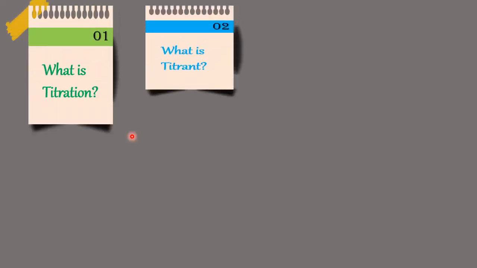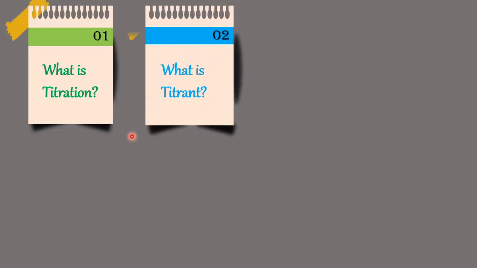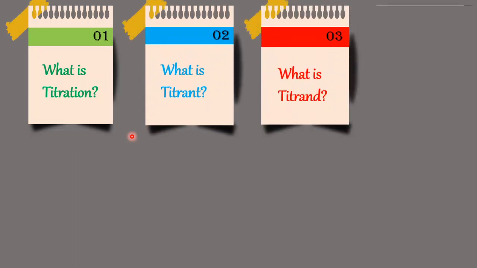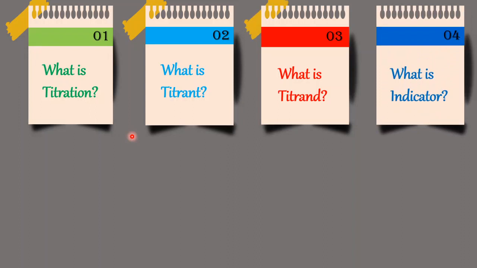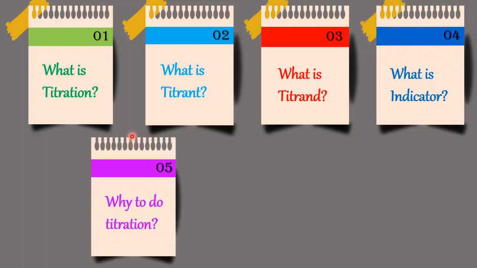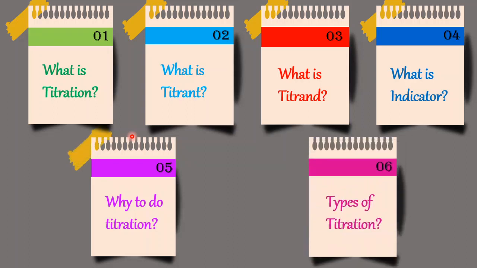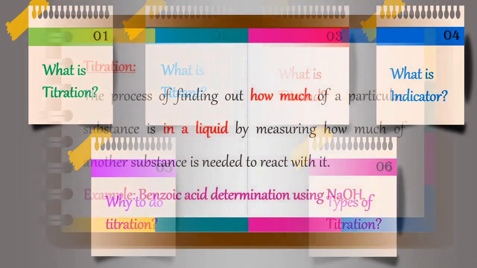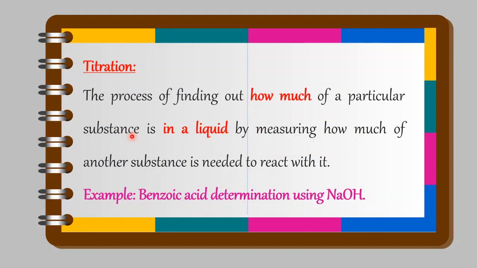Next to that I will explain what is a titrant. Next, what is a titrant, and next what is the indicator. Once we cover all these four terminologies, after that I will be explaining why we do the titration, or we can say what is the need and application of the titration. And lastly I will be telling you the types of titrations. So let's begin. Very first, what is the titration?